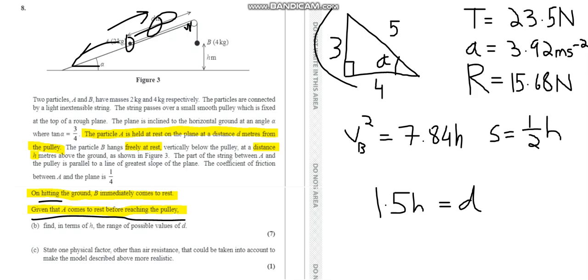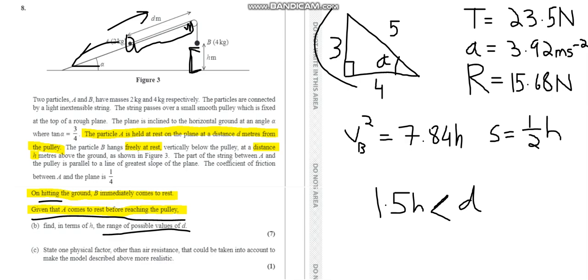So our final question was to find the range of possible values of d. What we'll do here is change the equal sign, and say that 1.5h is less than d. And if you can see the diagram here, the d is a lot greater than h in size, and it makes sense if you look at the answer here.